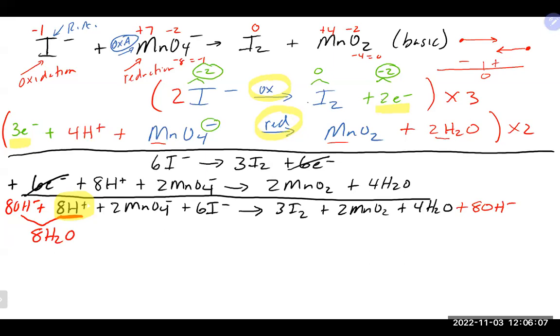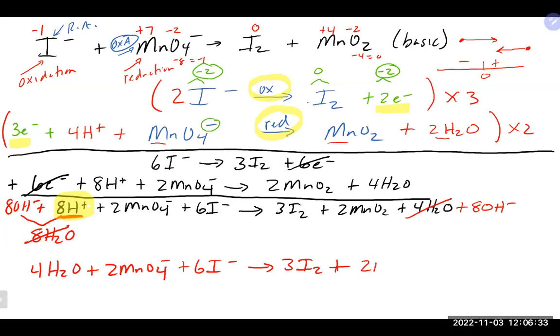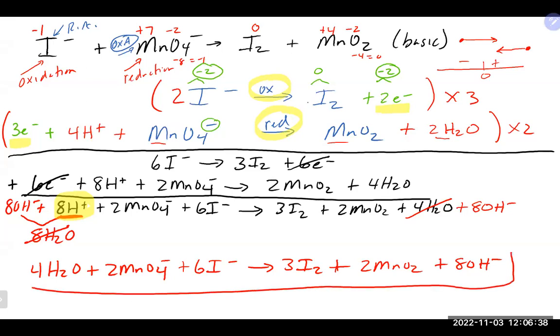On the right-hand side here, I do have 4 waters, so you can subtract 4 from the right to the left, and you will end up with 4 waters on the left plus 2 MnO4 minus plus 6 I minus goes to 3I2 plus 2 MnO2 plus 8 OH minus. And if I didn't screw anything up here, this would be the properly balanced equation in basic conditions.